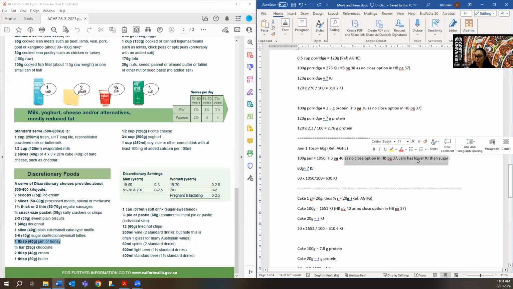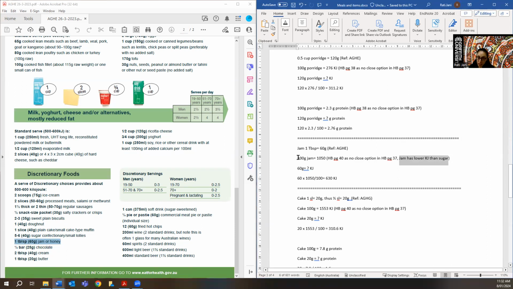Why? Because jam has lower kilojoules than sugar. Jam is made up of other things as well. When you go to, for example, Calorie King and things like that, on placement, when your life is a little bit easier, you have access to other resources and it will be much faster for you. But when I double checked, jam has lower kilojoules than sugar. So I can't simply substitute sugar for jam in my quick ready reckoner and get the values. That will be overestimating it.